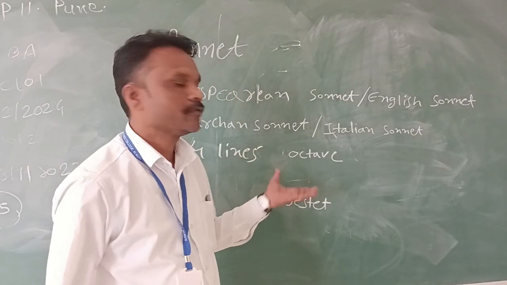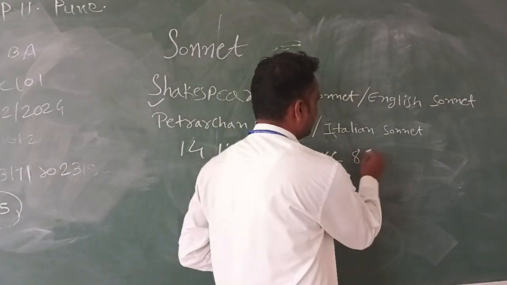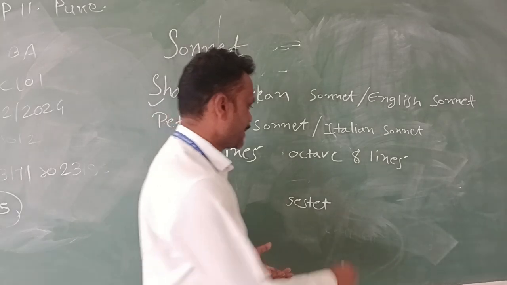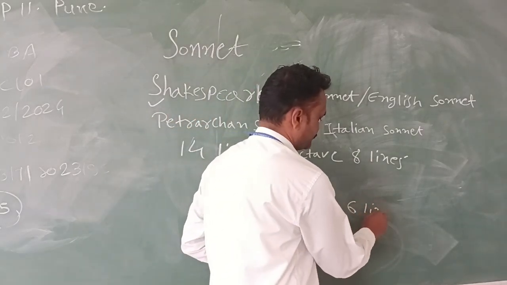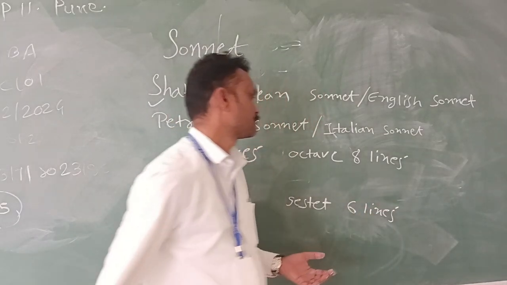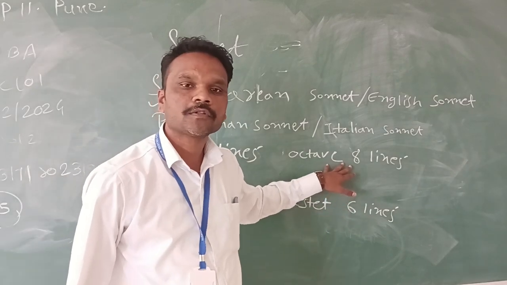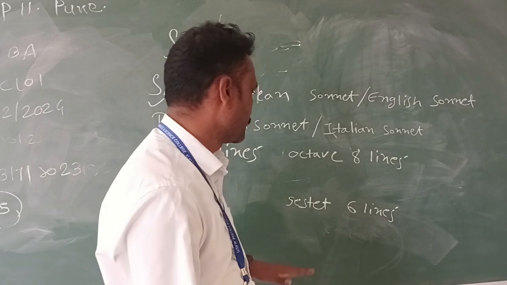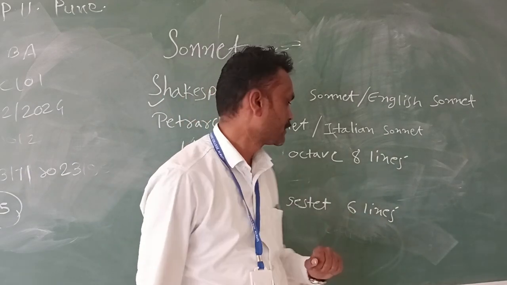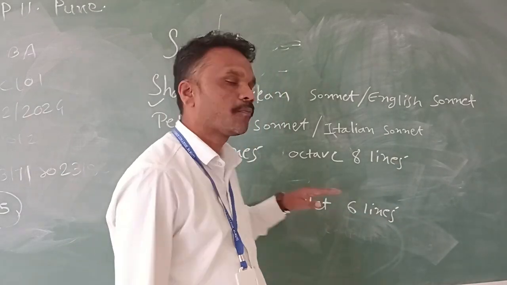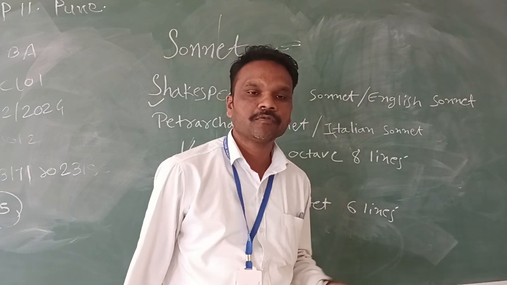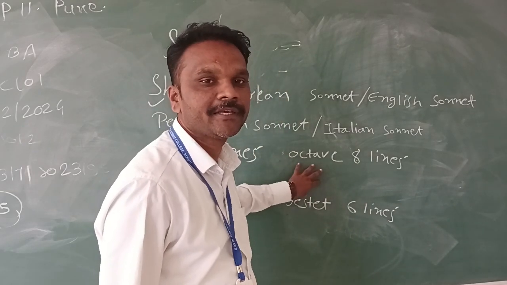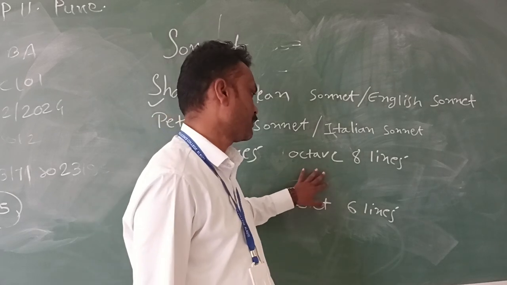In the octave there are 8 lines, and in the sestet there are 6 lines. In the octave the poet raises some questions and doubts which are in his mind, and in the sestet the poet himself gives the answers to the questions and doubts which he raised in the octave.